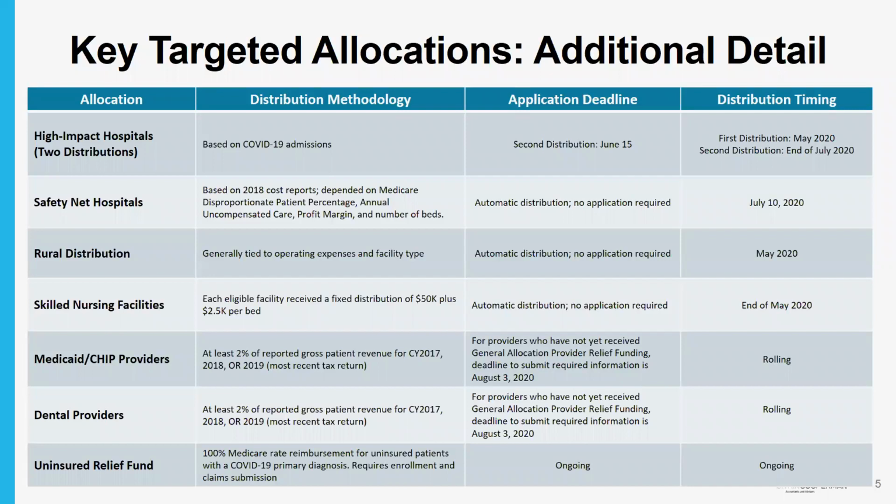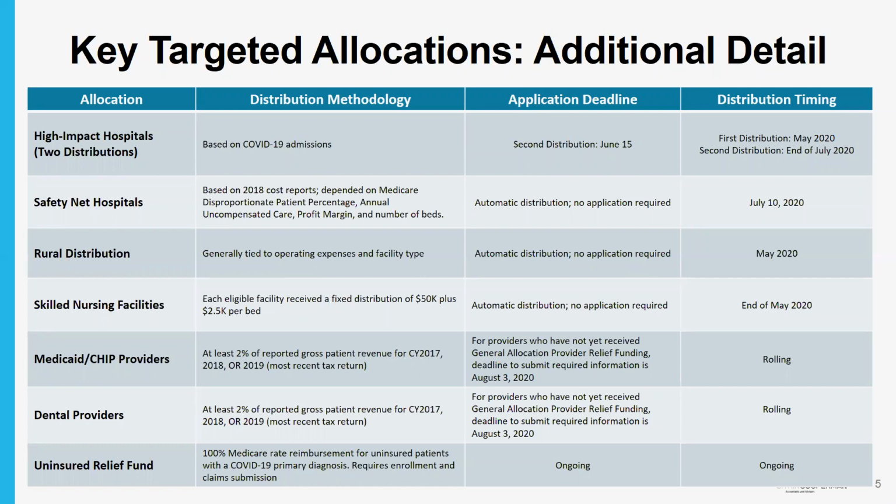And this is just a little bit more detail on those targeted allocations. The first four, the high impact distribution to hospitals, safety net hospitals, the rural distribution, and skilled nursing facilities, those were primarily done automatically based on things like cost reports or where the facility was located. Some required some degree of application. Those at present are closed. The three at the bottom, Medicaid CHIP providers, dental providers, and the uninsured relief fund, are ongoing. Medicaid and CHIP and dental have until August 3rd to apply.